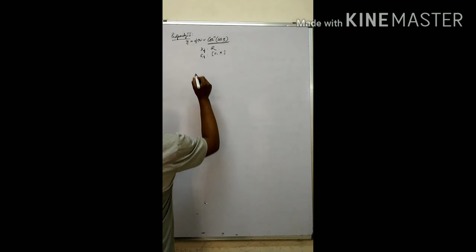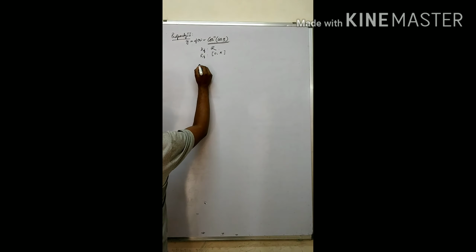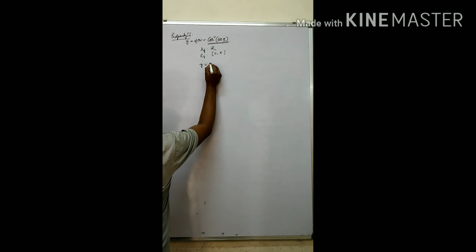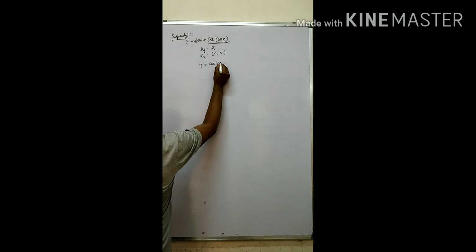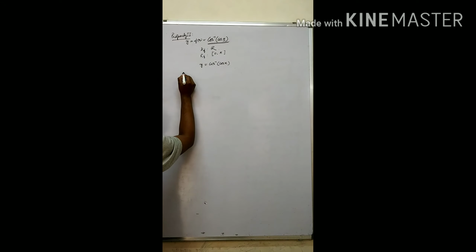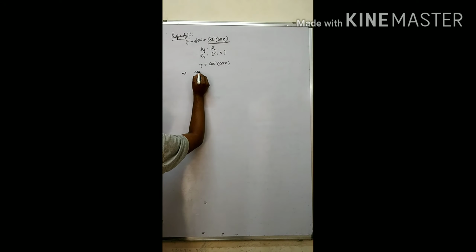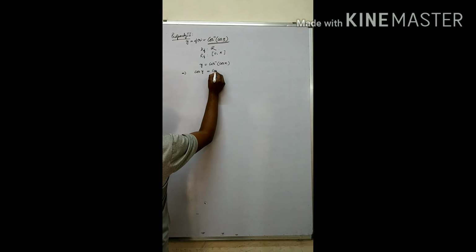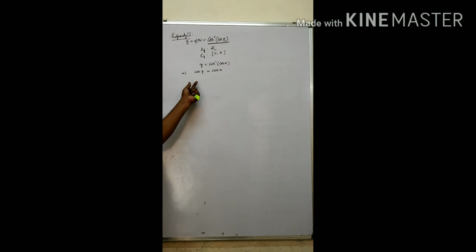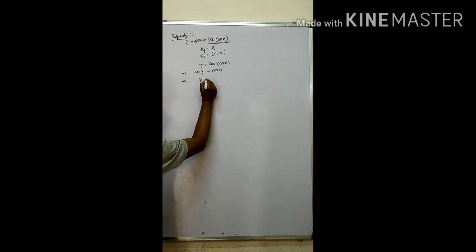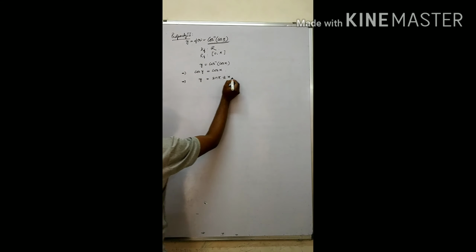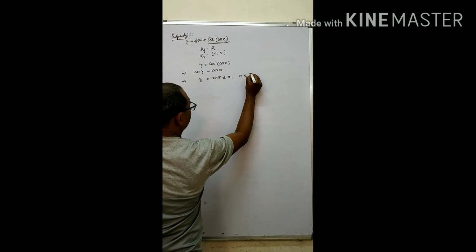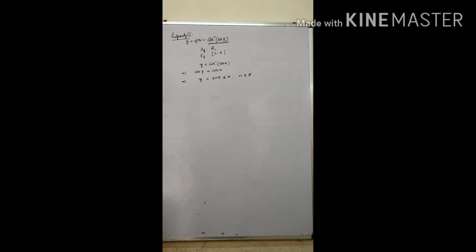Now, for drawing the graph, let me simplify the function to cos y equal to cos x. And we know how to solve cos y equal to cos x, right? y will be equal to 2n pi plus or minus x, where n is any integer.